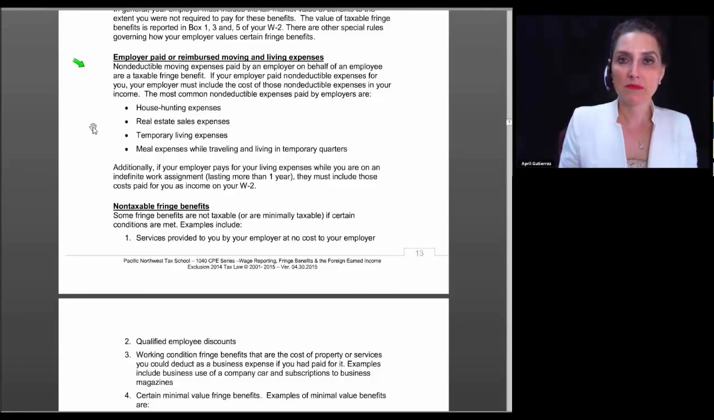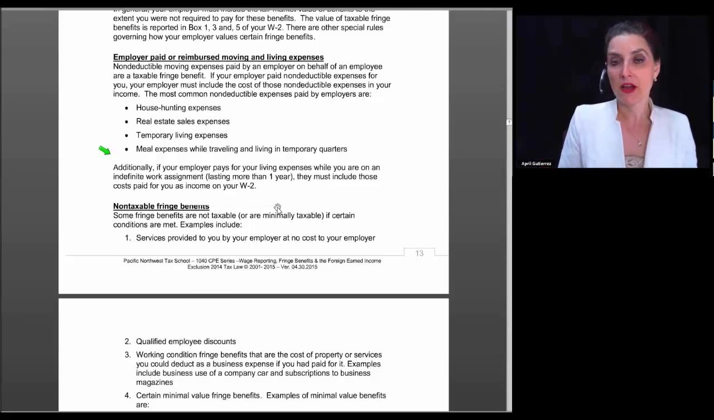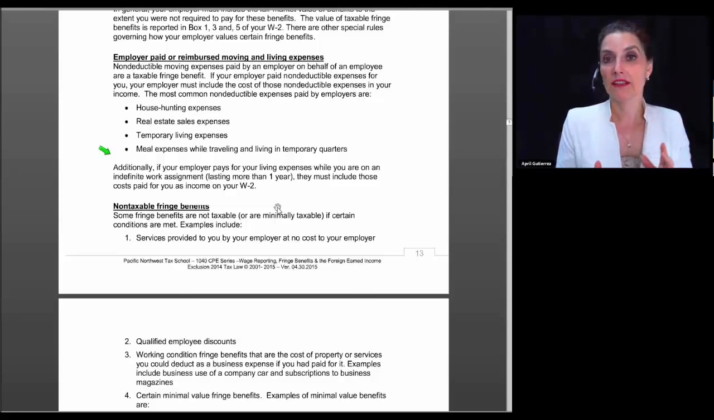The most common types of non-deductible expenses that an employer will pay for an employee include house hunting expenses, real estate sales expenses, temporary living expenses, and meal expenses while traveling and living in temporary quarters. It's not at all uncommon for some of the larger employers with deep pockets to pay a premium to get a desirable employee. Especially here in Portland, the clients that I see this happen with most frequently are Intel and Nike. They're the two largest mega employers in our area.